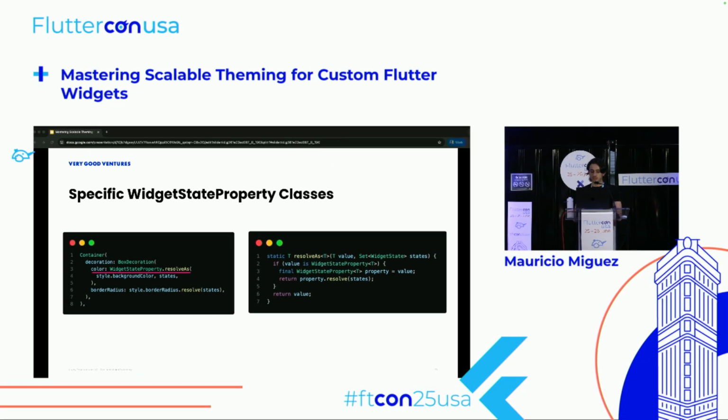The only thing that changes is that in our widget, we need to call a new method called resolve as. What it does is first check whether your property is actually a widget state property. If it is, it then will call the resolve method from that widget state property. And if it is not, this means it's just a static value, meaning just a color. So it will just return that.